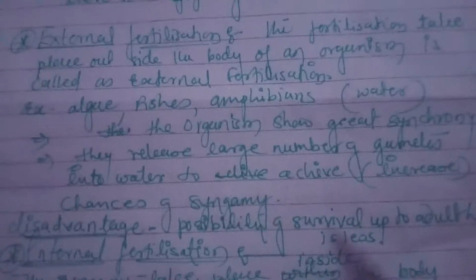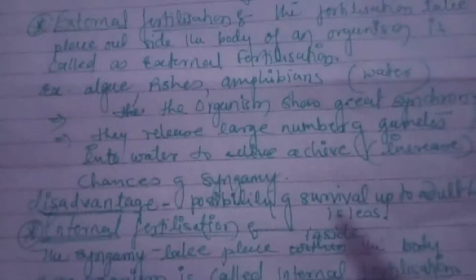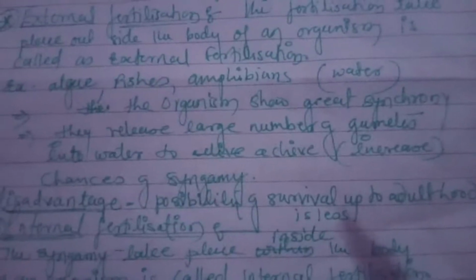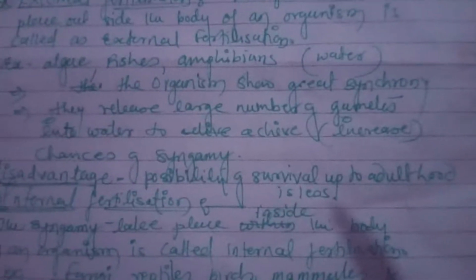Examples of this: algae, fishes, amphibians, you can write that. Examples of higher organisms too. And what is the disadvantage of external fertilization? Possibility of survival up to the adulthood is less.